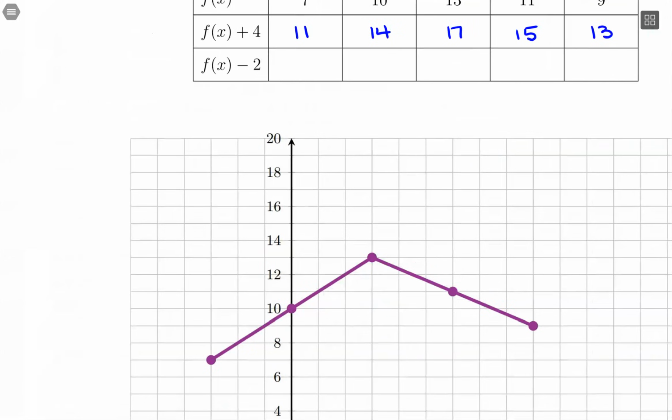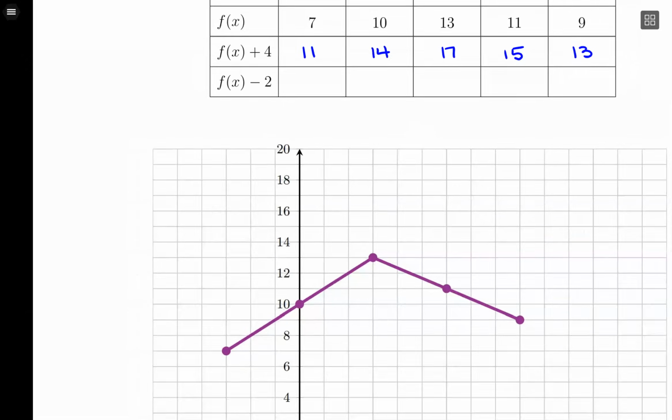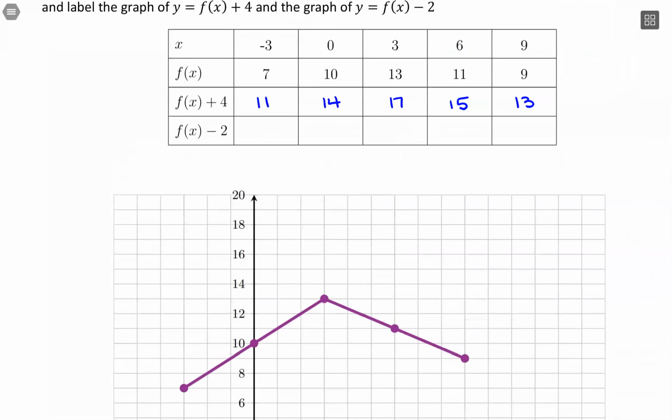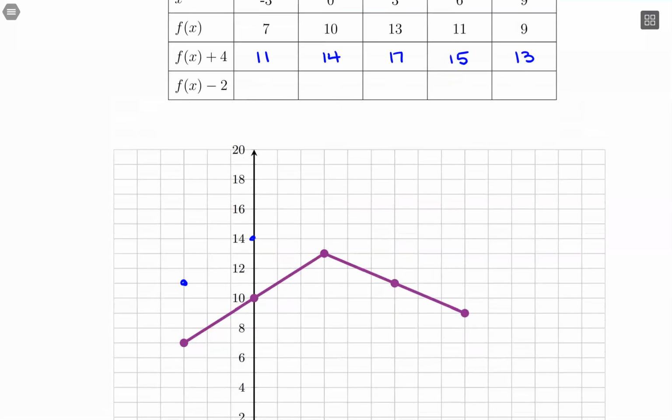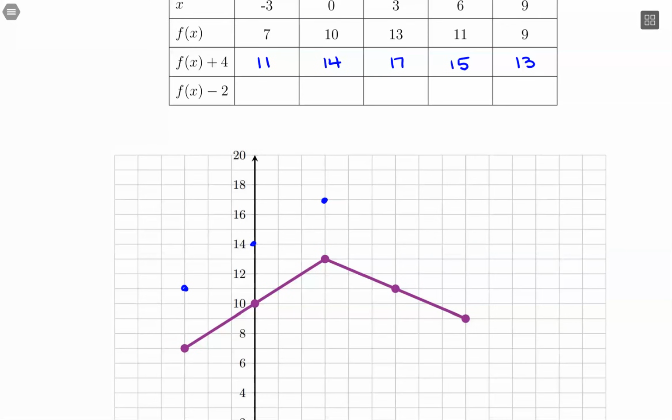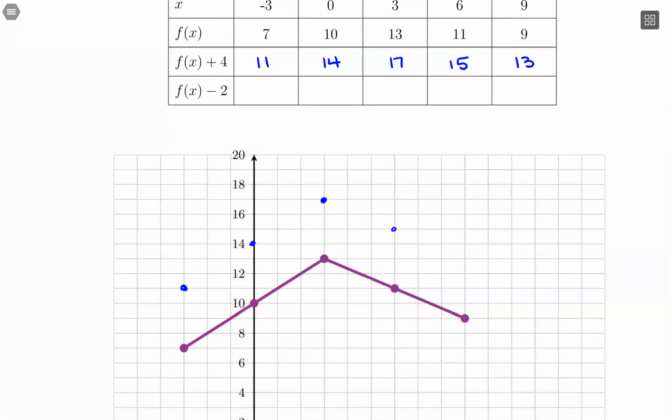So we have our original function f of x right there. What I'm going to do is change the outputs. So when I'm at x equals -3, I want to graph the point of y equals 11. And when I'm at 0, I want to graph 14. So what I'm getting are these new coordinates of a graph based on this transformation. So at -3, we'll be at 11. At 0, 14. At 3, 17. At 6, 15. And at 9, 13.